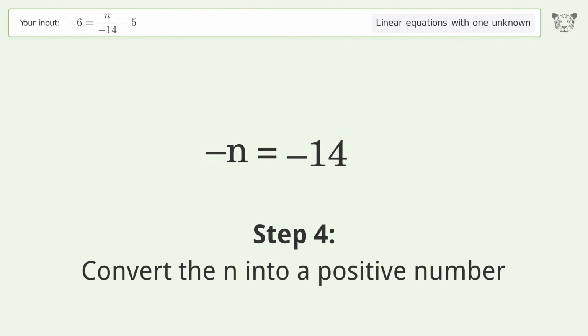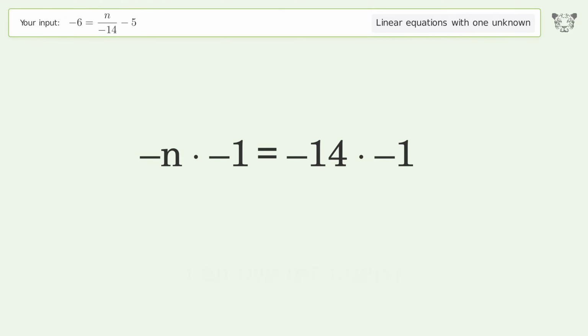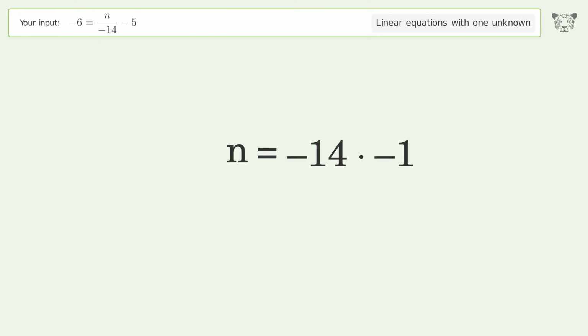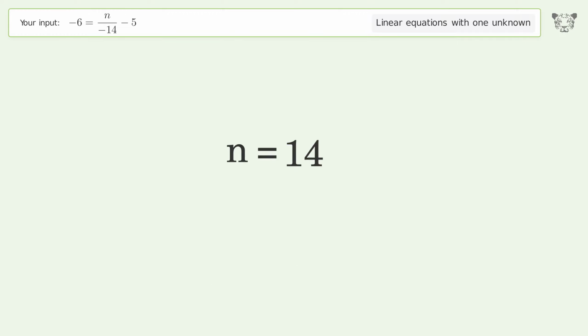Convert the n into a positive number. Multiply both sides by -1. Remove the ones. Simplify the arithmetic. And so the final result is n equals 14.